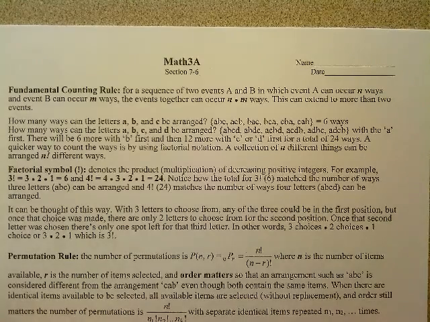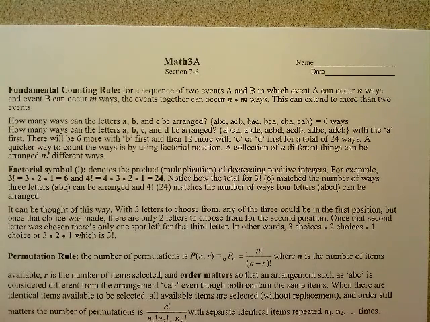Basically, if you have a sequence of two events labeled A and B, in which event A can occur n different ways and event B can occur m different ways, then the events together can occur n times m ways. This would sort of be like saying, if you had 5 different shirts and 3 different pair of pants, how many outfits could you have? Well, that would be 5 times 3, or 15 different outfits, different combinations of your shirts and pants.